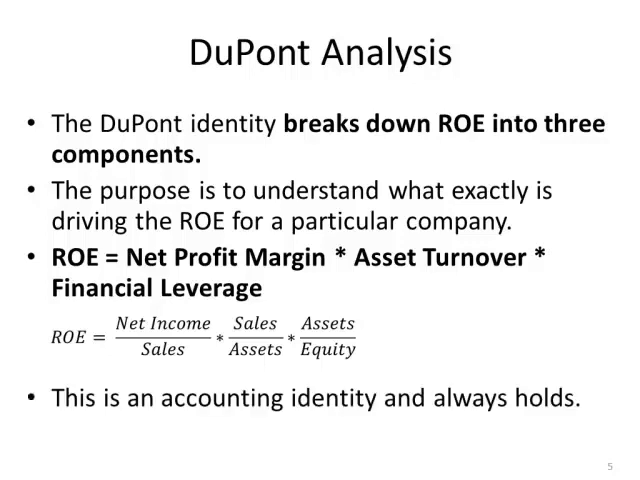So of course, as we mentioned, this is an accounting identity. Okay, so this is like assets equals liabilities plus equity. It's that type of identity, so it always holds. Alright, and now we're going to go ahead and talk about these three components in a bit more detail. So we'll look at net profit margin, asset turnover, and financial leverage in a little bit more detail.